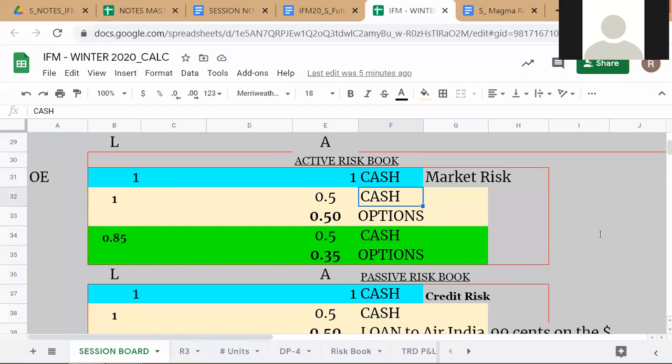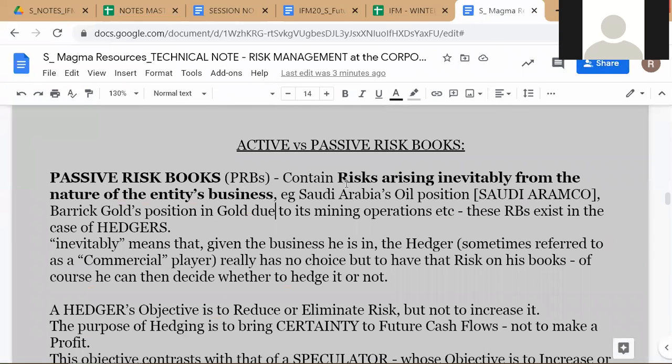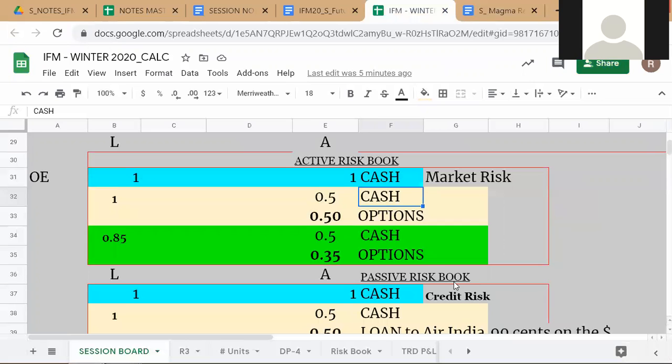In the case of a passive risk book, we are saying that there was no decision as such. I mean, Saudi Arabia does not decide to be a country with oil reserves. They just happen to be that way. They discovered the oil, and as a result of that discovery, they have oil. So there we say that they are naturally long oil. And the business of Saudi Aramco is to basically extract value from that oil. They are not in the business of speculating on the oil price.